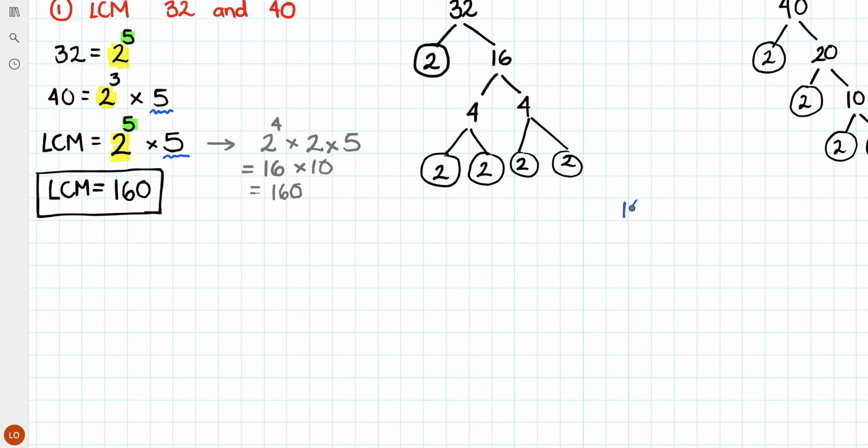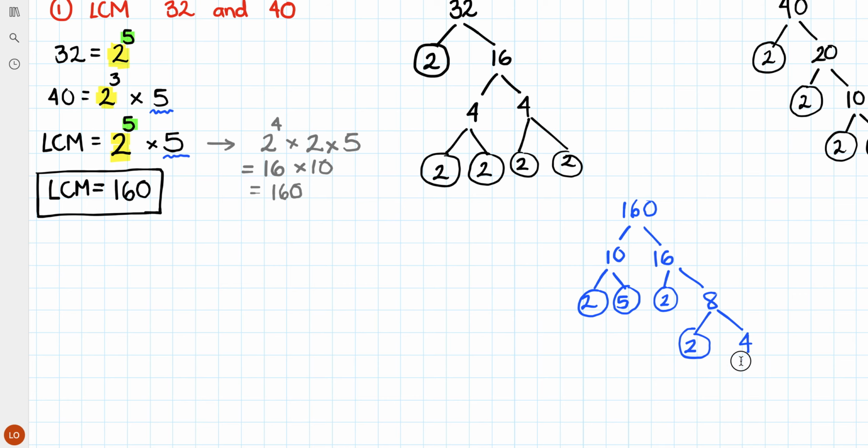So if I do 160, I'm going to divide it by 10 and by 16. Then 10 I'm going to divide in 2 and 5, and 16 I'm going to divide in 2 and 8, and 8 I'm going to divide in 2 and 4, and then 4 is 2 and 2. So if we see, 160 is 2 to the power of 1, 2, 3, 4, 5. That's what we had here, 2 to the power of 5 times 5.